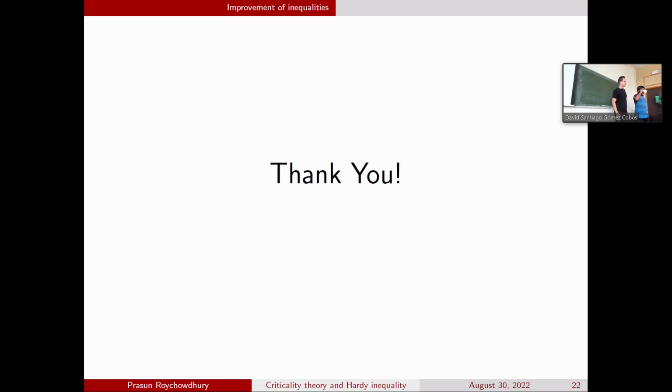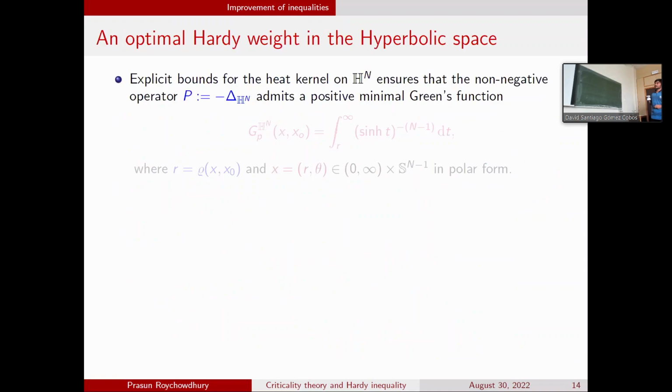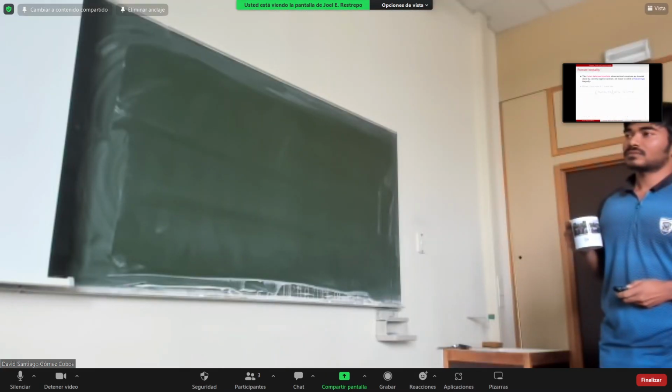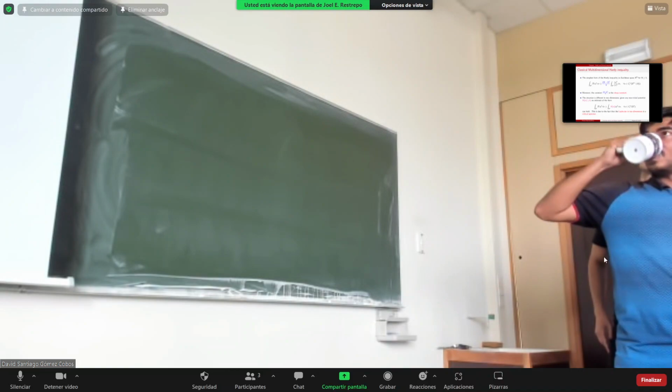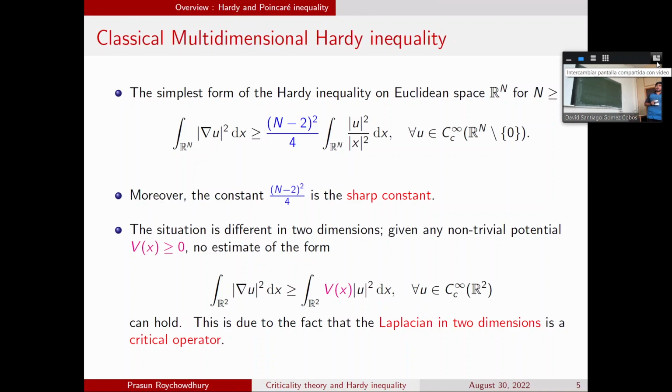Can you please go to page 5? I want to see what you have for the potential. You say there is no potential. Yeah, no non-negative potential.